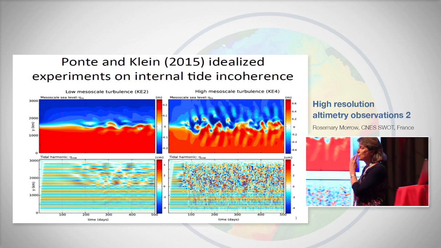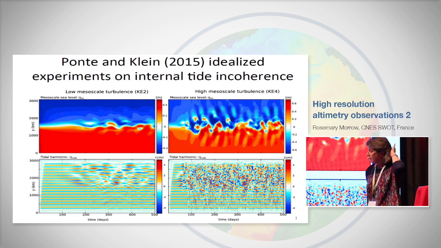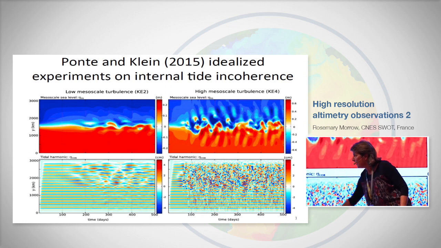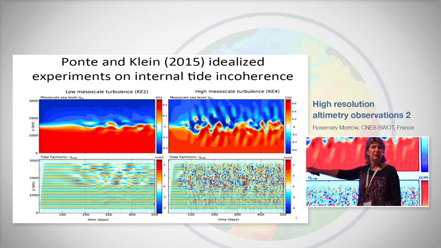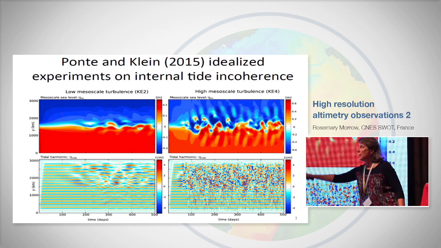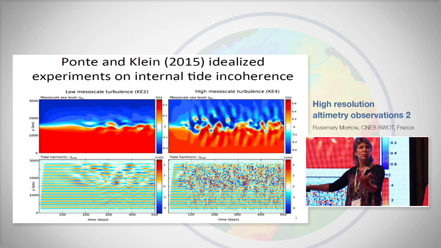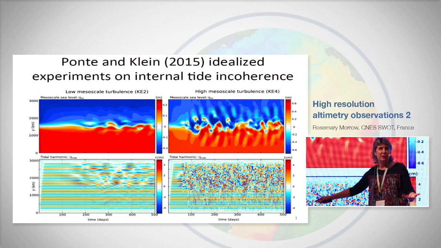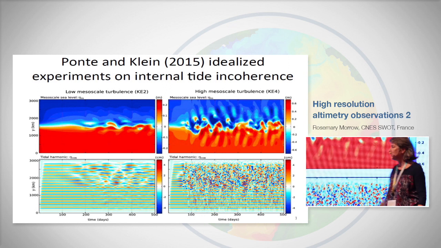So for the preparation of SWOT, some teams have been running these simplified models where you generate an internal tide here at the bottom, you propagate it north, and you make it pass across a zonal current with either low energy or high energy. And you can see that the internal tide interacting with a low energy current essentially passes through. It wobbles around a bit, but you could essentially pass a harmonic analysis and separate the different components of the internal tide here. So we call that a coherent internal tide.